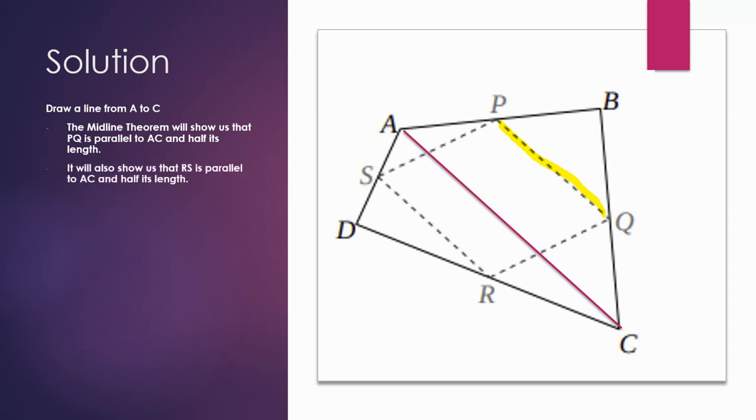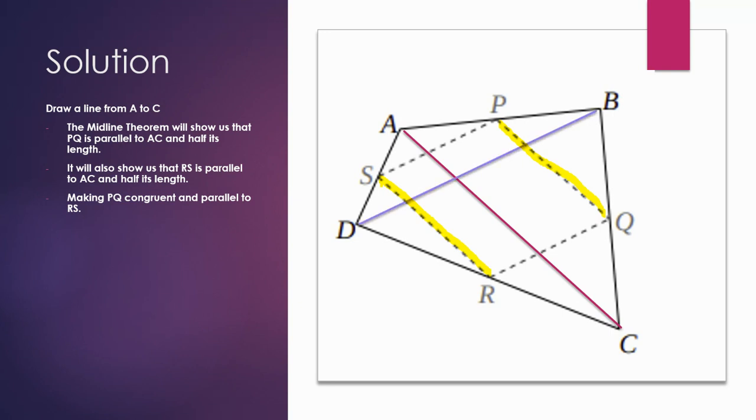It will also show us that RS, since R is the midpoint of CD and S is the midpoint of DA, we can use the midline theorem to show that RS is parallel to AC and half its length, making PQ congruent and parallel to RS.